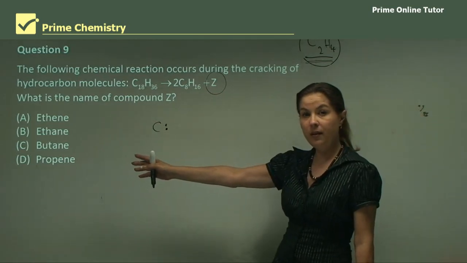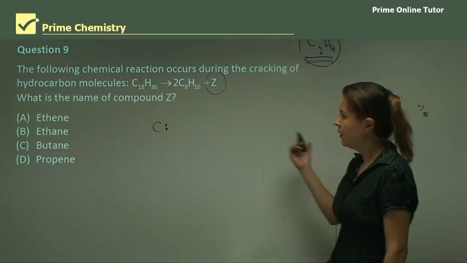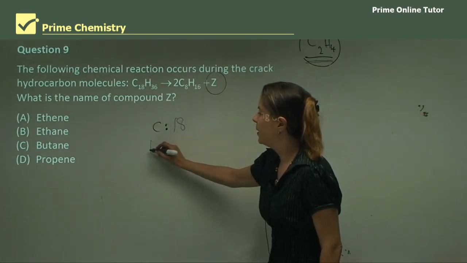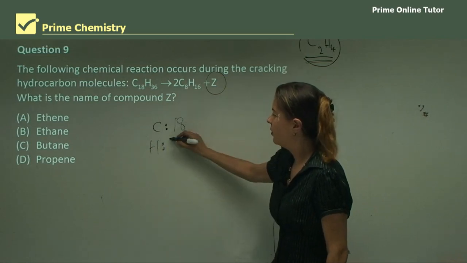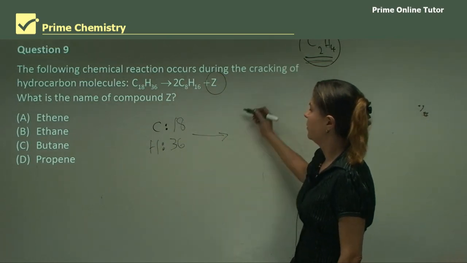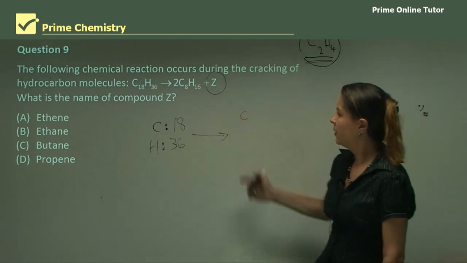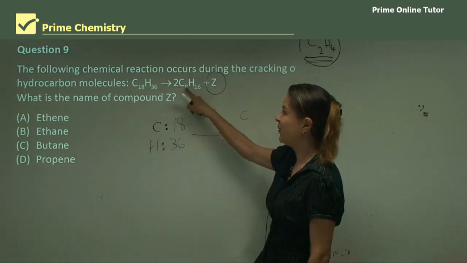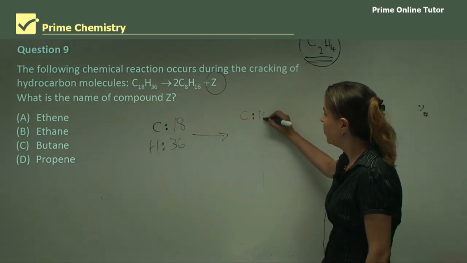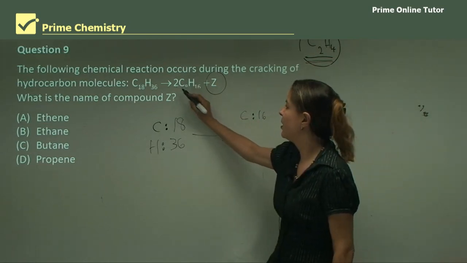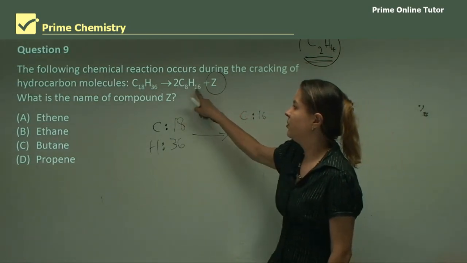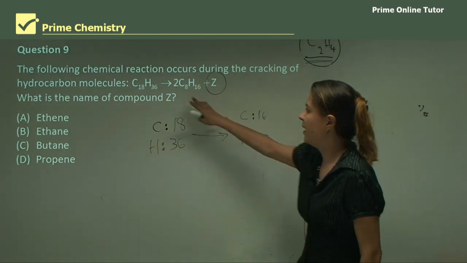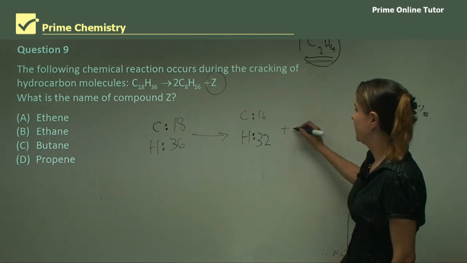Same number of atoms on the left should be the same number of atoms on the right. So I always start by going, how many carbon atoms are on the left? There's 18. How many hydrogen atoms are on the left? 36. Goes to, how many carbon atoms on the right? Don't be confused. Never forget the 2 in front of a molecule. There's 16 carbons here. So always keep thinking when you see questions, 2 times 8, 16 carbons. 2 times 16, 32 hydrogens. Okay, don't forget that. That's very, very important. Plus Z.